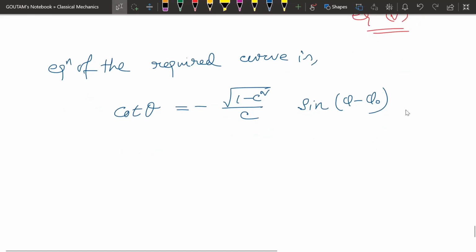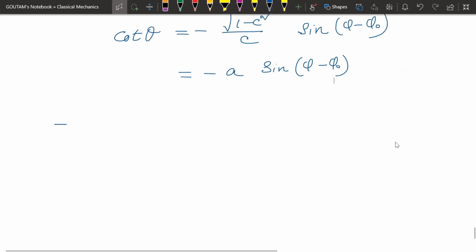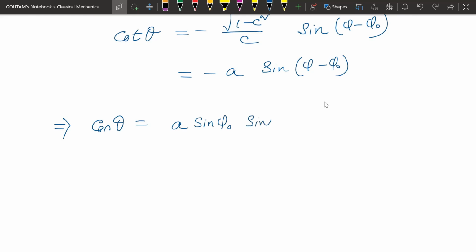Now let's call this term, root under 1 minus c square by c, as a. In that case, we will get minus a sine of phi minus phi dot. Now if we write this cot theta as cos theta by sine theta and multiply sine theta on the right hand side, then we get cos theta equals a sine phi naught sine theta cos phi minus a cos phi naught sine theta sine phi. Let's call it equation 9.